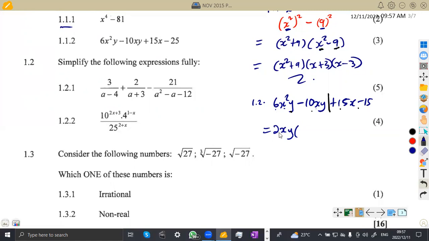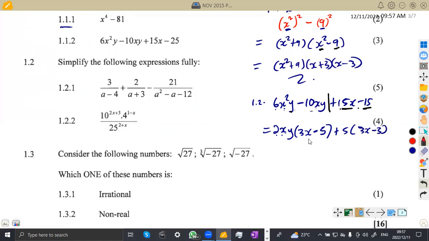So if we divide 6 by 2, that is 3. X squared divided by x, that is x, y and y will cancel. Minus 10 divided by 2, which is 5. Xy and xy will cancel. So you remain with 3x minus 5 in that bracket. So on the other terms that are remaining, we are supposed to factor out the highest common factor, in this case, which is 5. So if we divide 15x by 5, that is 3x, minus 15 by 5, that is minus 3.